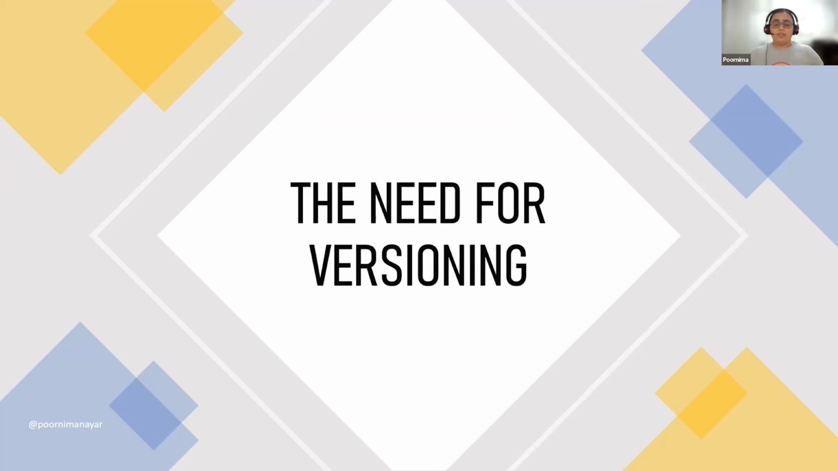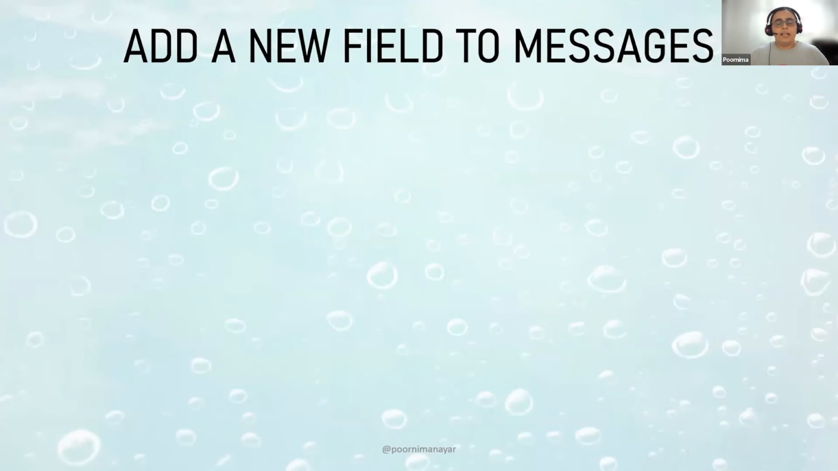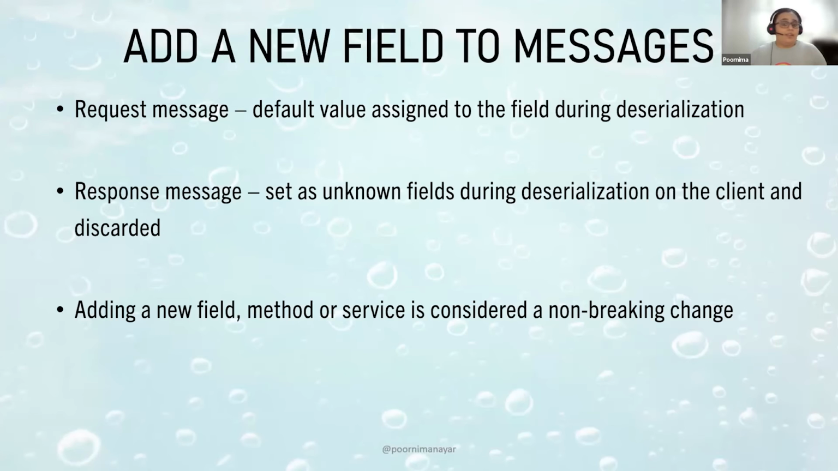And good news is that gRPC thinks of versioning right from the word go. So if you are aware of what you need to look for, you have a fully versionable and maintainable API right from the word go. So there are certain things which might be useful here. What are the breaking and non-breaking changes?